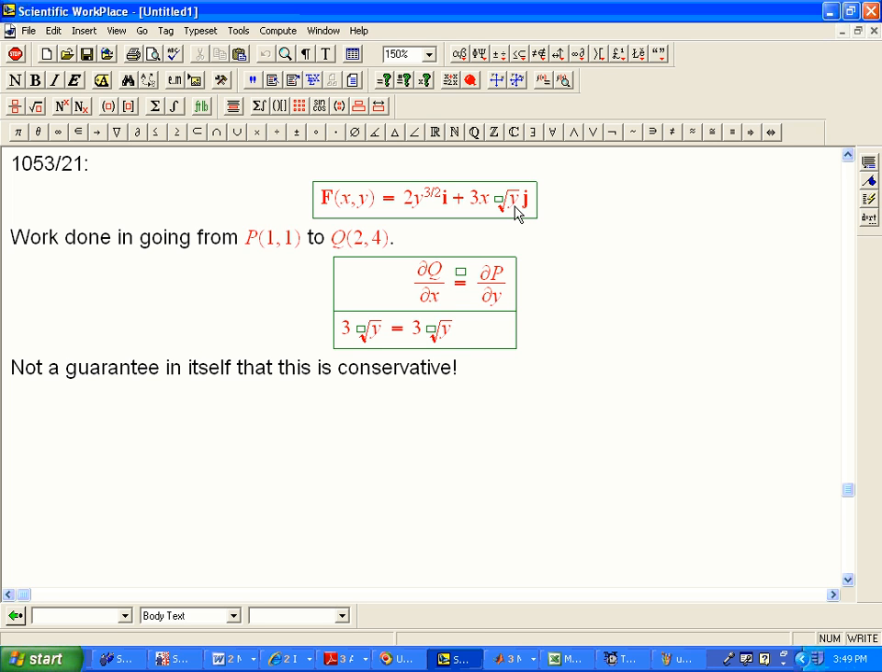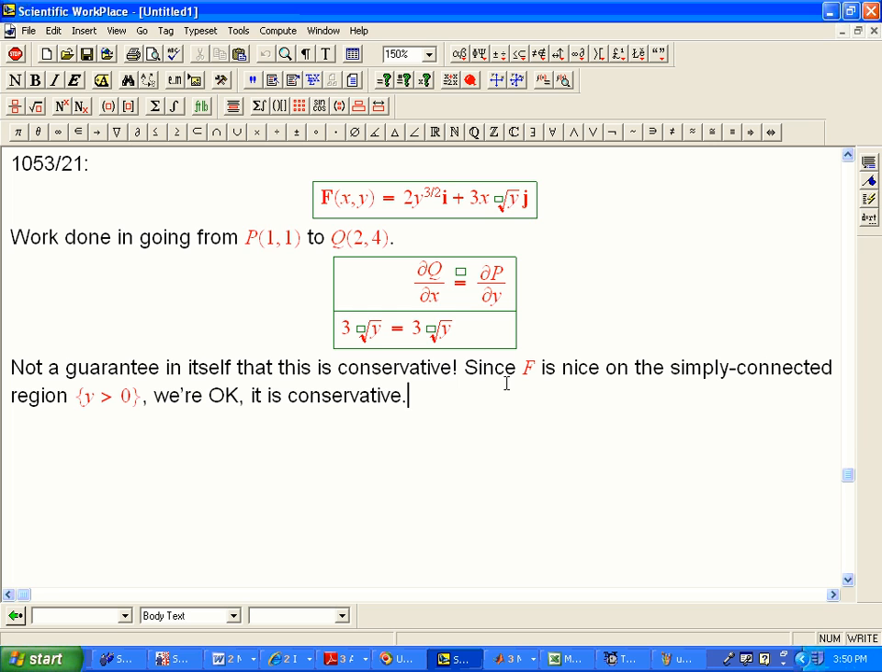That is a simply connected region. It's a half plane. There are no holes in it. We can't go around something and get into problems here, and so the precise version of the theorem guarantees it. Since F is nice on the simply connected region where y is greater than 0, we're okay. It really is conservative.